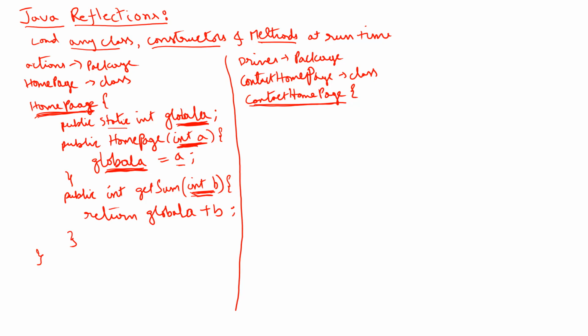So now let's say in this ContactHomepage class, I want to load this Homepage class dynamically. For loading any class dynamically, we have a method called forName of the class. So we will use Class.forName. This is the method we use, and we have to pass the package name dot class name. The package name is actions and the class name is Homepage.